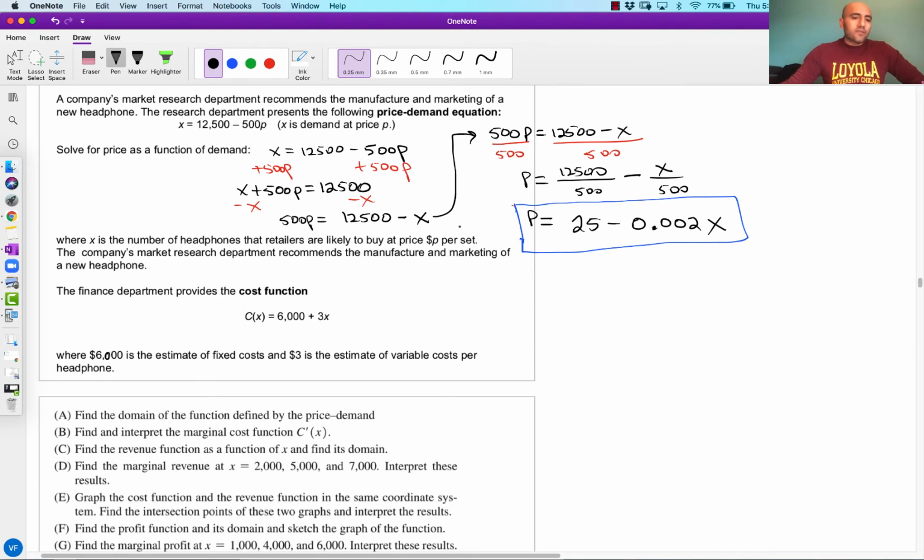So part A, find the domain of the function defined by the price-demand relationship. Okay, so unless it's otherwise stated, we usually assume that these two values must be bigger than 0. There must be more than 0 demand because negative demand just doesn't really make sense. And also price must be bigger than 0 because otherwise you're buying something, but at the same time they're giving you money to buy it, which can happen in some weird situations, but it's highly unlikely, right?